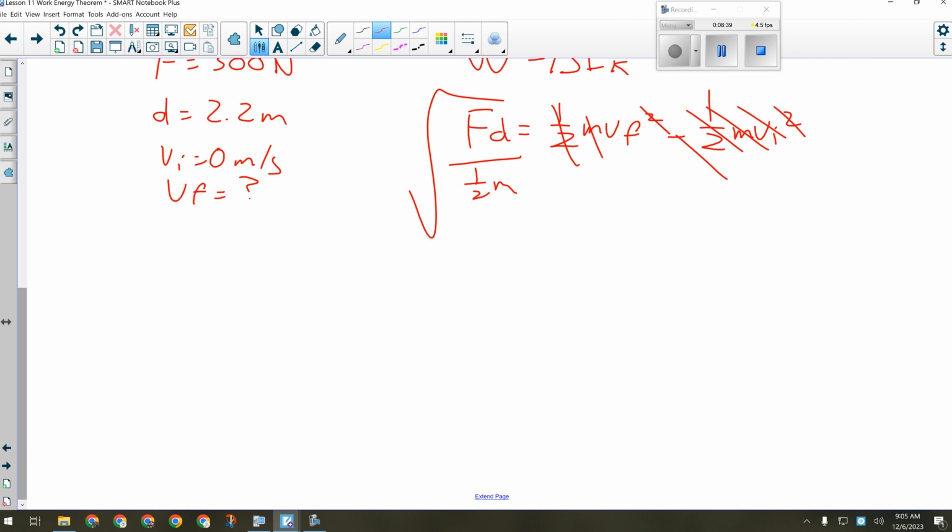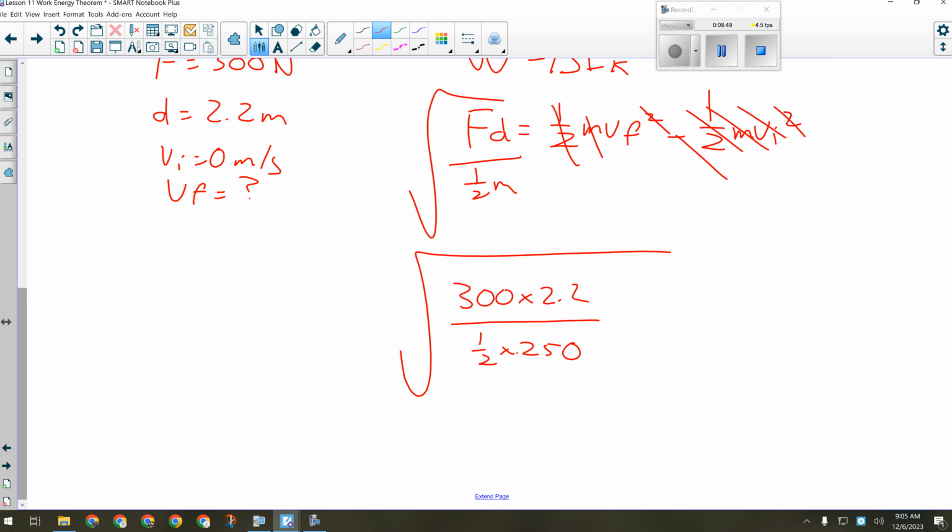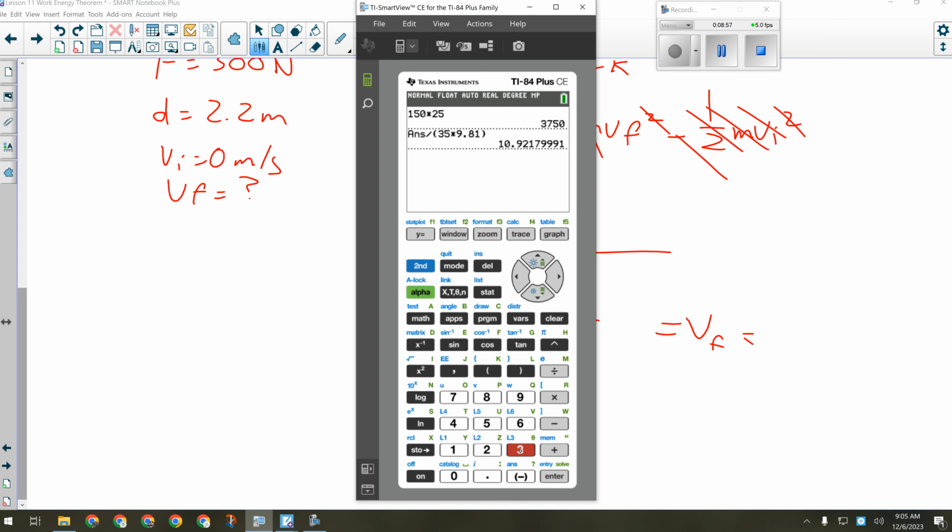Okay, so now I can plug in my numbers. Okay, 300 newtons times 2.2 meters divided by 1/2 times 0.250 kilograms. Okay, should give me the final speed of the ball. Right, in your calculator, the way I would do that is this. I'd go 300 times 2.2 and hit enter. That's the amount of work he's going to do, 660 joules. And then I would divide that by 1/2 of 250, which is 0.125, and then I would square root that. And rather than trying to worry about all the brackets and everything, that's the way I would do it.